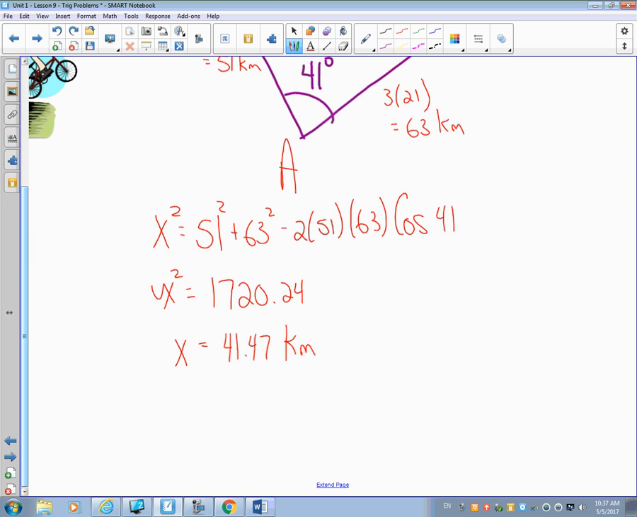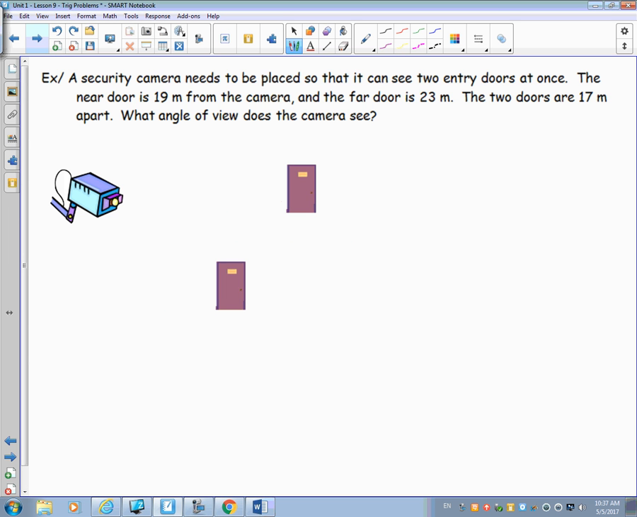I got 2 more for you guys. A security camera needs to be placed so it can see 2 entry doors at once. The near door is 19 meters from the camera, and the far door is 23 meters. The 2 doors are 17 meters apart. What angle of view does the camera see?